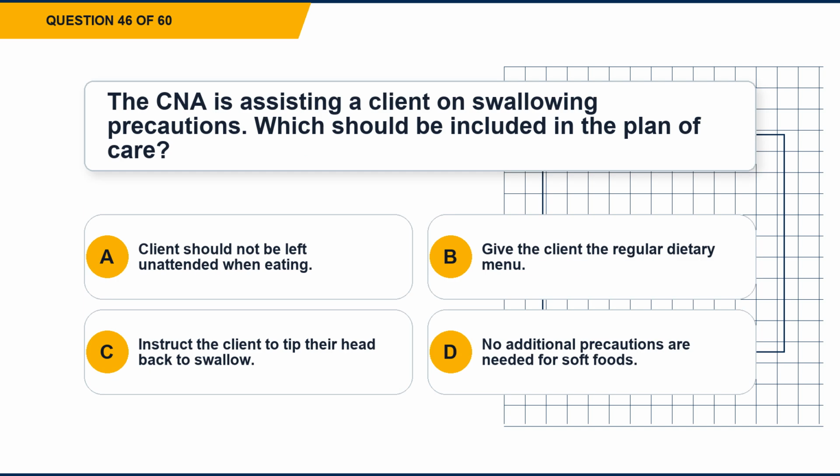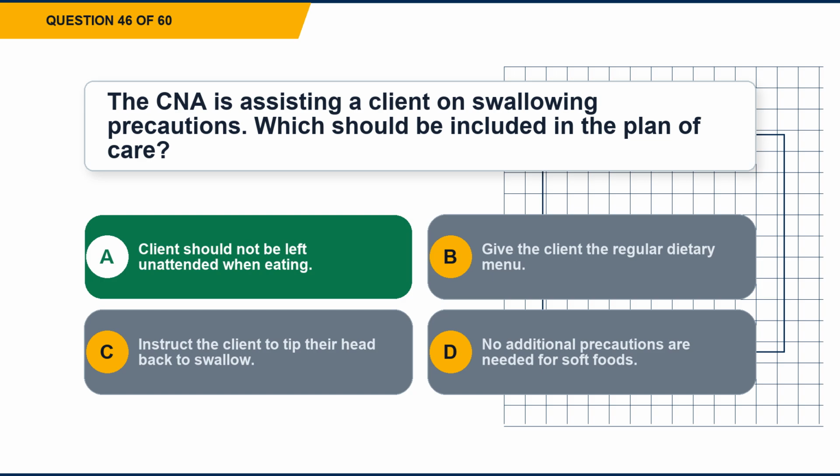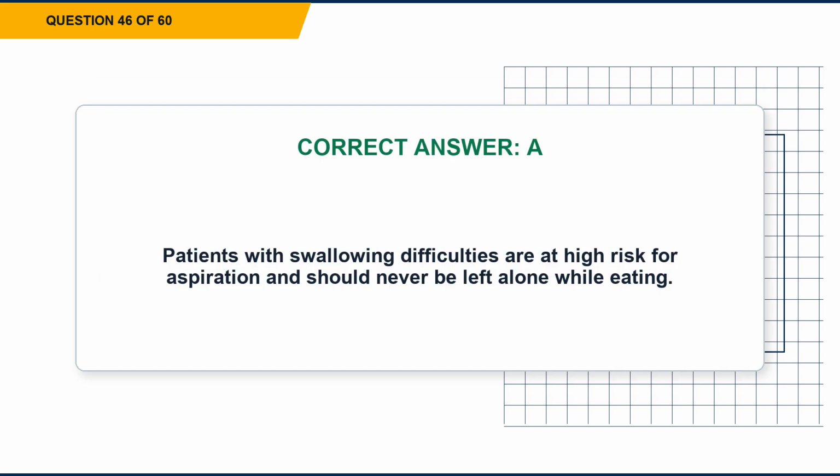Question 46. The CNA is assisting a client on swallowing precautions. Which should be included in the plan of care? Option A, client should not be left unattended when eating. Option B, give the client the regular dietary menu. Option C, instruct the client to tip their head back to swallow. Option D, no additional precautions are needed for soft foods. The correct answer is option A, client should not be left unattended when eating. Explanation. Patients with swallowing difficulties are at high risk for aspiration and should never be left alone while eating.